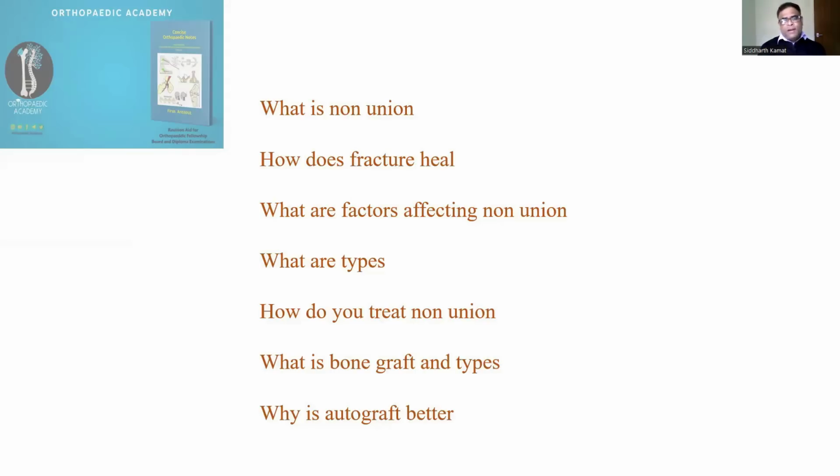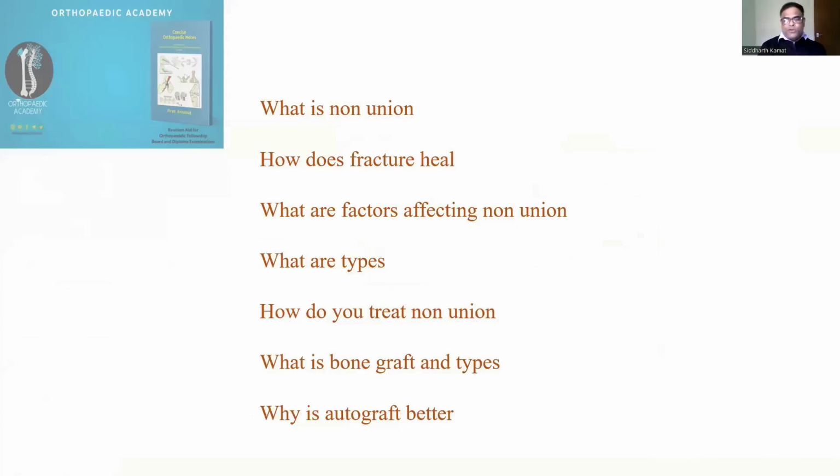Types of bone graft can be either autograft or allograft. Autograft is from the same person, whereas allograft is usually from cadaver. Allograft can be fresh, frozen, freeze-dried, whereas autograft is usually fresh. Allograft is good to get correction.